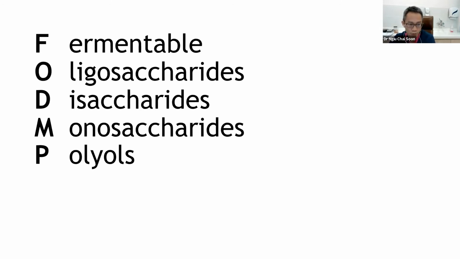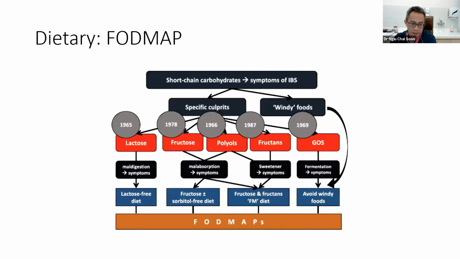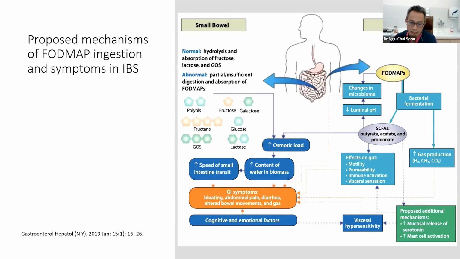FODMAP is the short form for fermentable oligosaccharides, disaccharides, monosaccharides, and polyols. Basically, this is a compilation of a lot of theories derived since 1965 that came out with this FODMAP theory. The theory is that when you take food that has a lot of FODMAP inside your digestive tract, it causes more osmotic load in the small bowel, causing small bowel distension. In the large bowel, it causes gut dysbiosis, and when these food products are fermented by the bacteria, it causes more gas production and a lot of inflammation in our large bowel and causes heightened sensations of bloatedness.